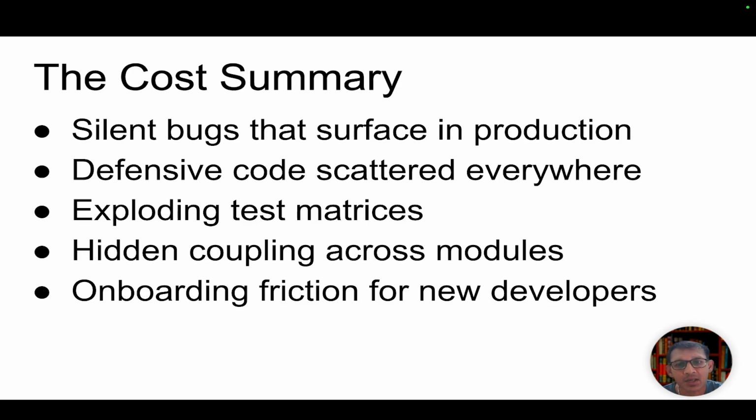When method call protocols aren't encoded in types, you get silent bugs that surface in production, defensive code scattered everywhere, exploding test matrices, hidden coupling across modules, and friction for new developers. But what if the type system could eliminate all of this?